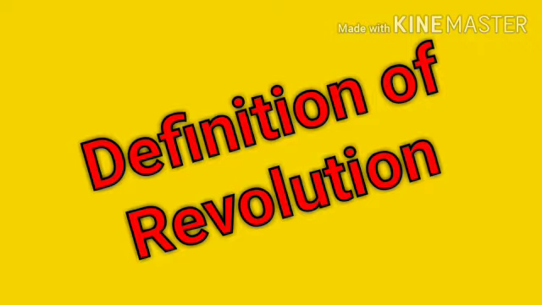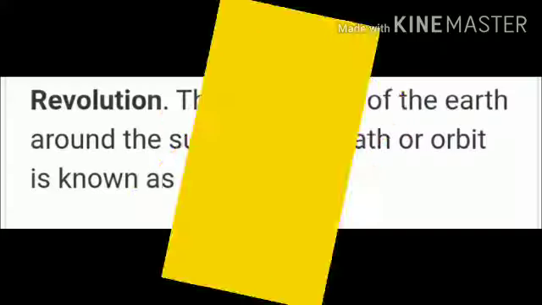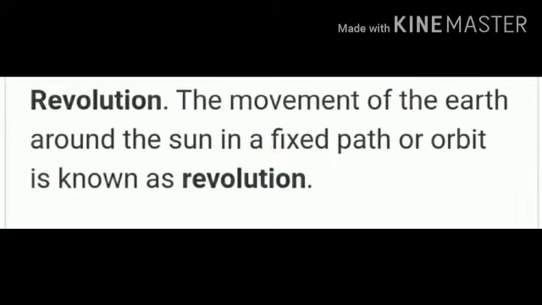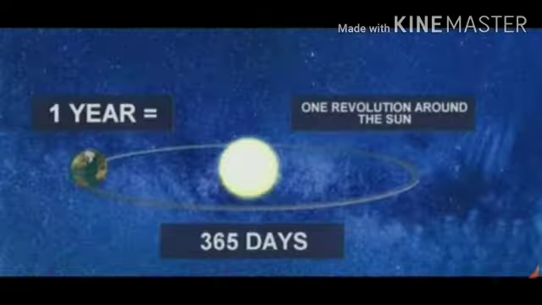Definition of revolution. Now we are going to study the definition of revolution. What is revolution? Revolution means the movement of the Earth around the Sun in a fixed path or orbit. This is the definition of revolution. To revolve means the movement of the Earth. The Earth is revolving around the Sun in a fixed path or orbit.